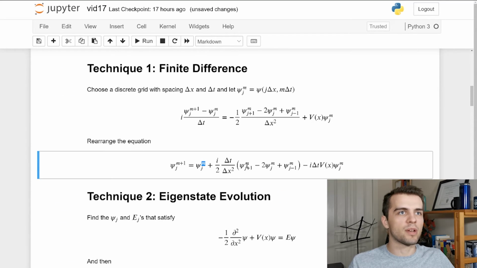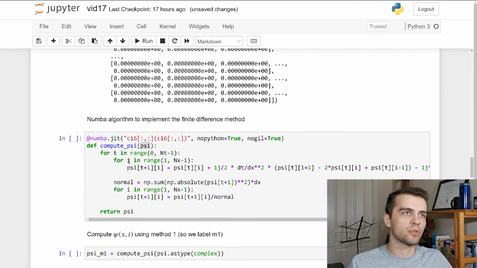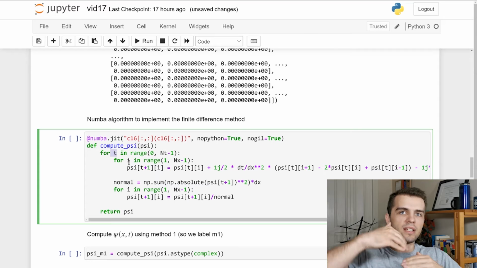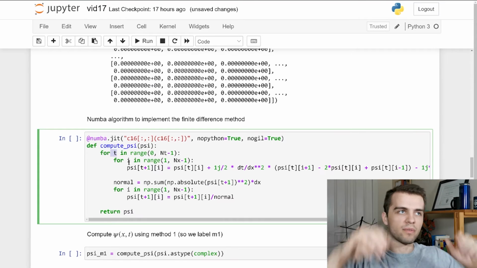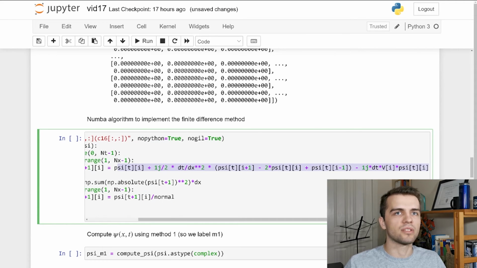It only includes information about the past state with m, and then I use that to find m plus 1, and I do this for all different values of j. And that's what's being done here. So I loop through time, right, because I need to go through all the times to get my wave function evolution. I also loop through all the positions, and my psi t plus 1 I is just the formula that I have above, as you can see.